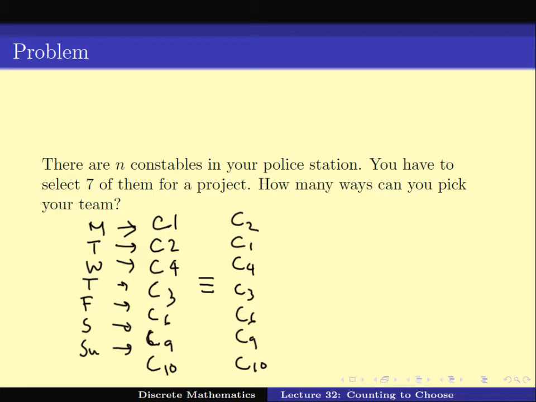The question is how many such arrangements are equivalent to, say, this particular set? It is the same number of ways I can permute these 7 constables, right? So this is equivalent to 7 factorial other picking ups.